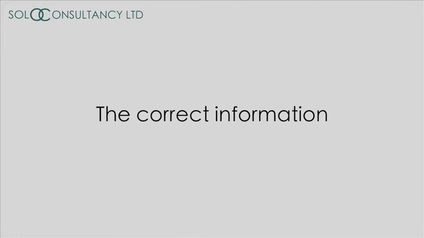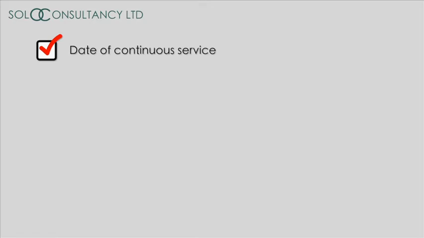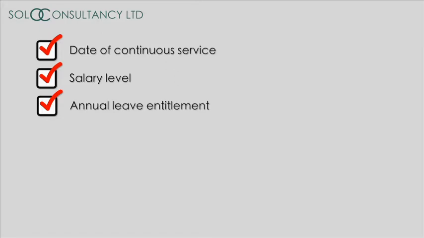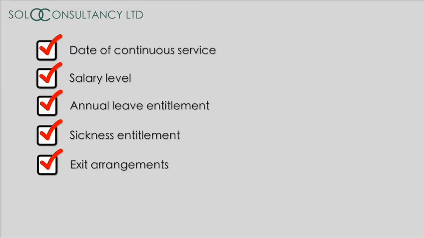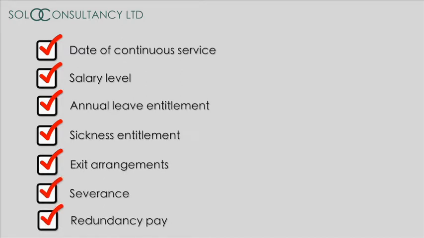In order for a TUPE transfer to take place appropriately and accurately and legally, you need to have the correct information about things such as an employee's date of continuous service, their salary level, their annual leave entitlement, their sickness entitlement, and issues relating to things like exit arrangements, severance and redundancy pay. All of those matters are covered by TUPE, and so data sets need to be put together for every member of staff which clearly spell out the exact costs and the exact arrangements that each employee has.